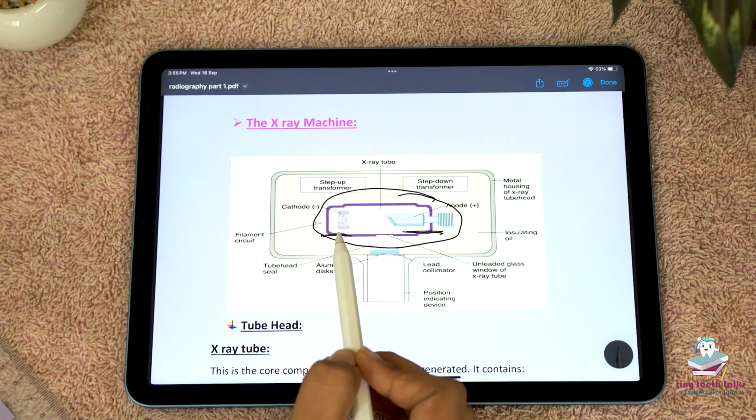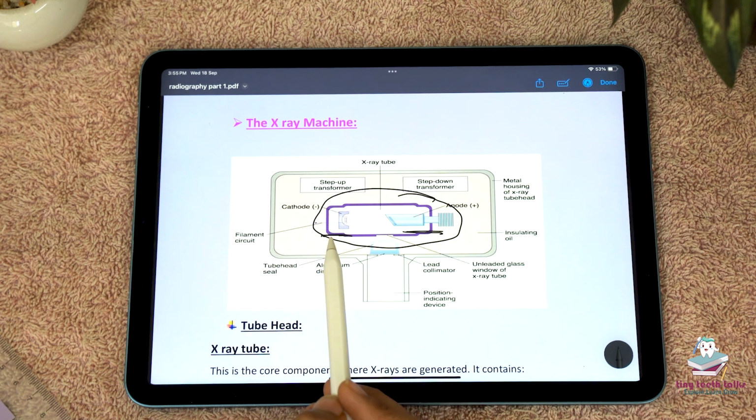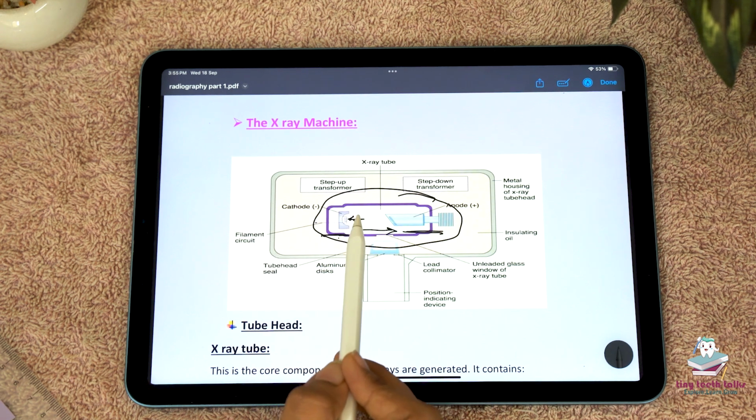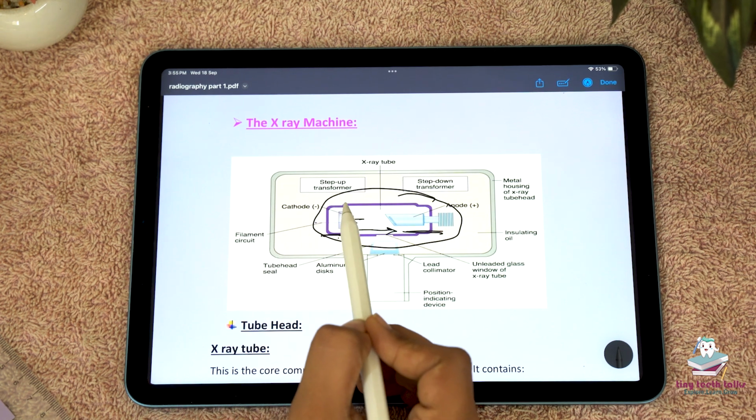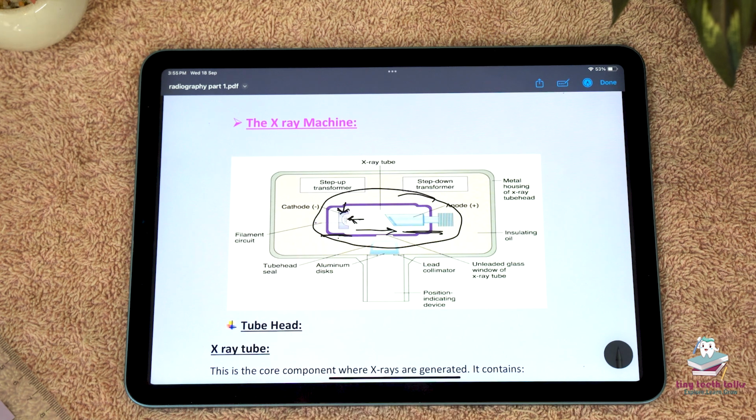Cathode is negatively charged. It produces the electrons that are accelerated towards the positive anode. These include the tungsten filament, a coiled wire made of tungsten, which produces the electrons when heated, and the molybdenum cup, which focuses the electrons into a narrow beam and directs them towards the anode.